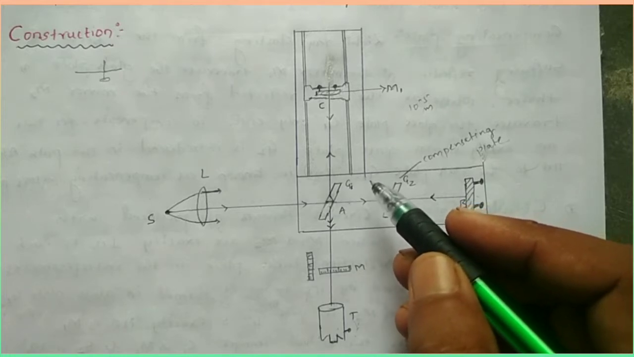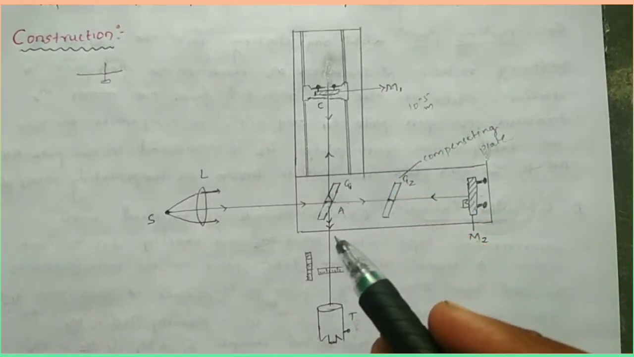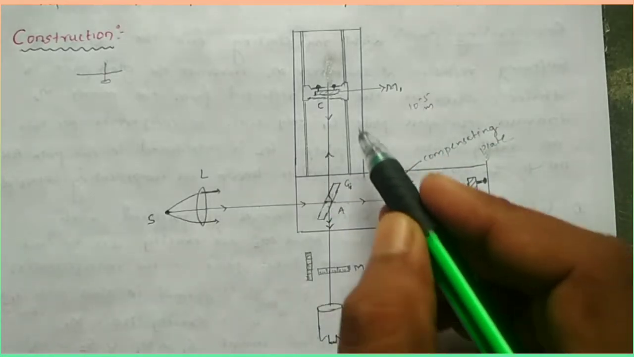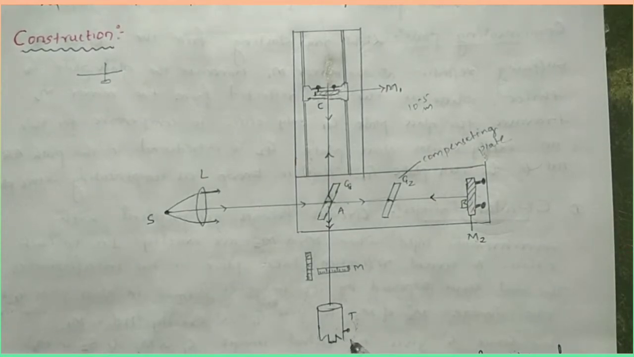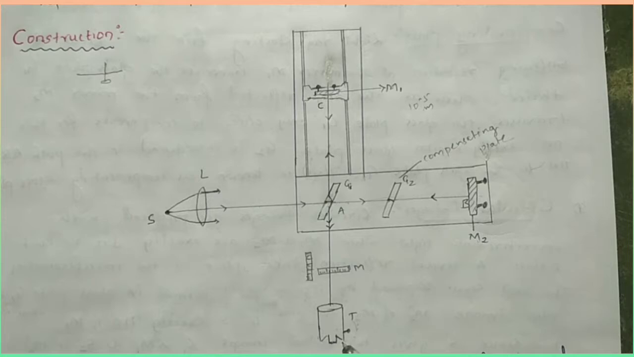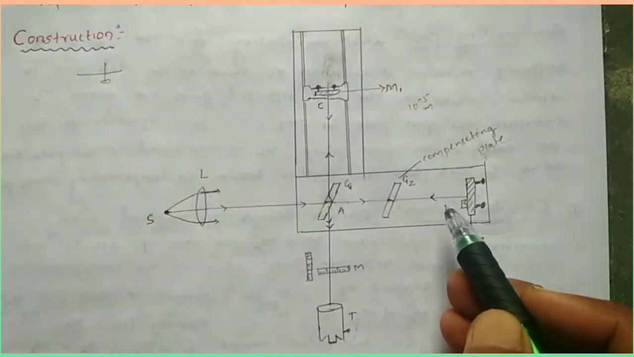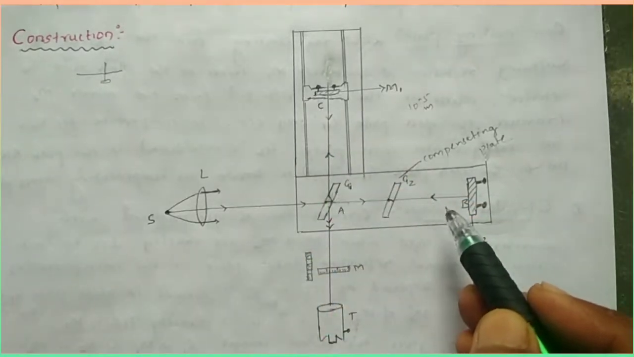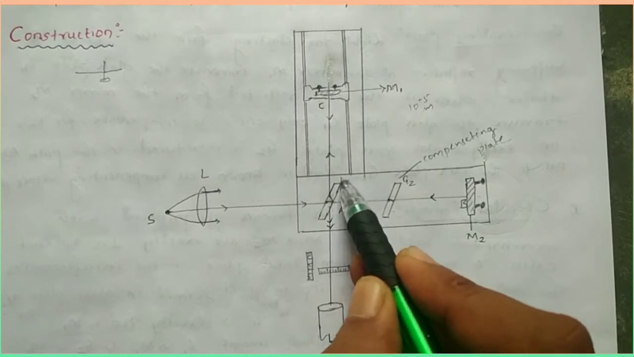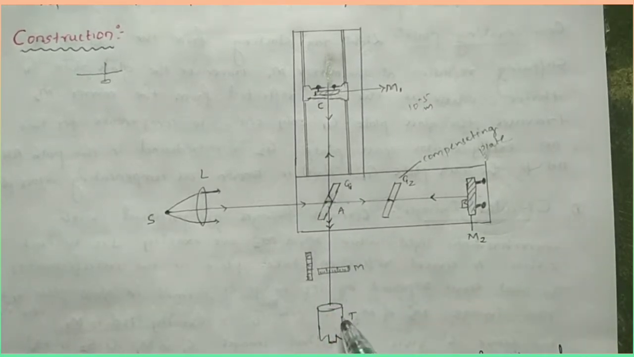Here, first you have to adjust the Michelson interferometer to obtain the bright fringes in the telescope, or in the field of view. First you have to adjust the mirrors M1 and M2 equidistant from the glass G1. At that time the field of view will be perfectly dark, there are no fringes.